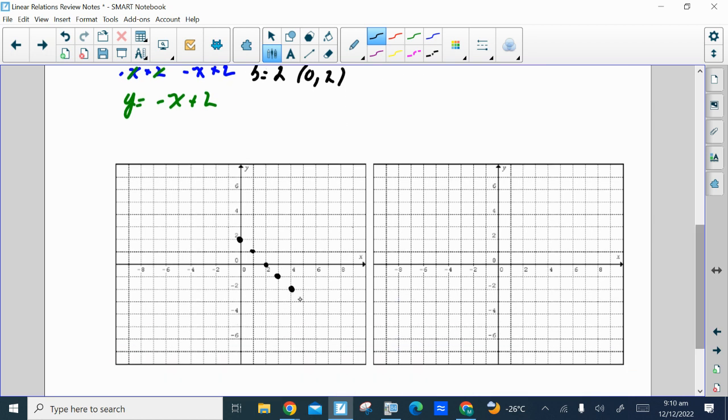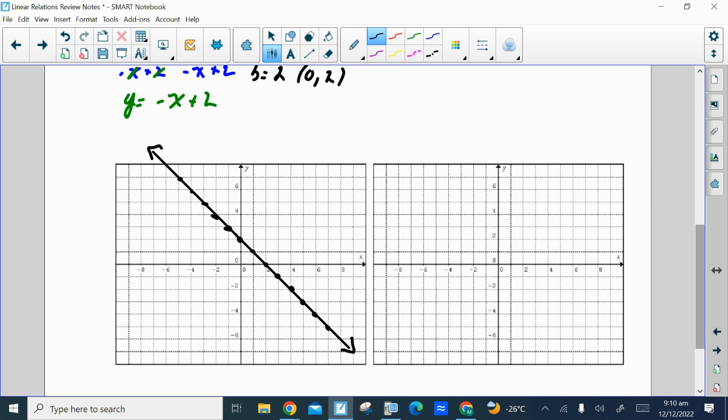And we can continue that pattern quite a ways. Or we could rise positive 1 and run negative 1. All those points line up. So we can draw our line going through them with arrows on the ends.